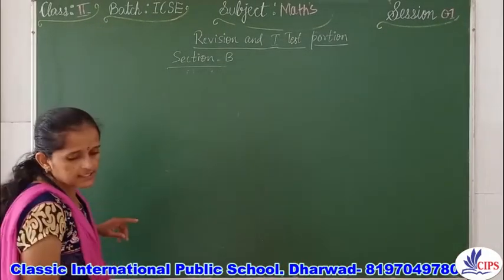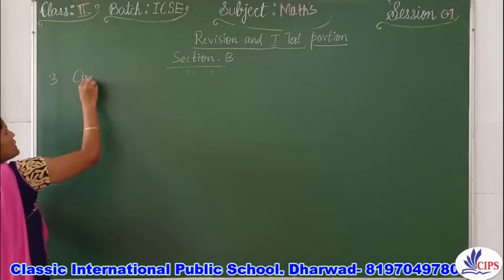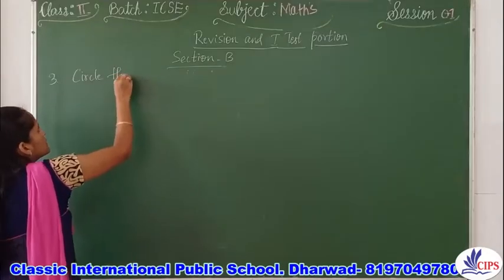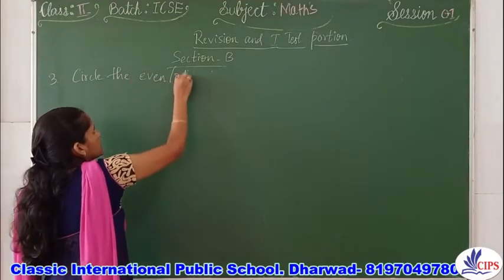Third question, that is circle the even number. Circle the even. I am giving one more option, that is odd.